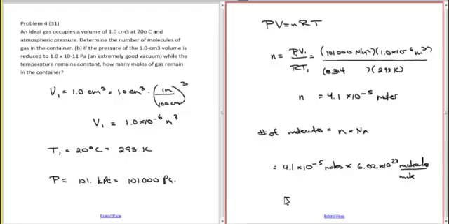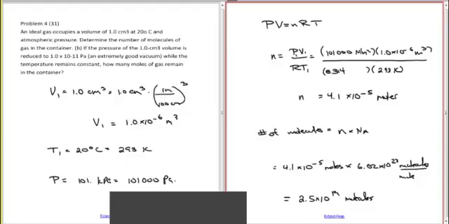And so I get 2.5 times 10 to the 19th molecules. Okay, so we're going to check my answer before we move on.